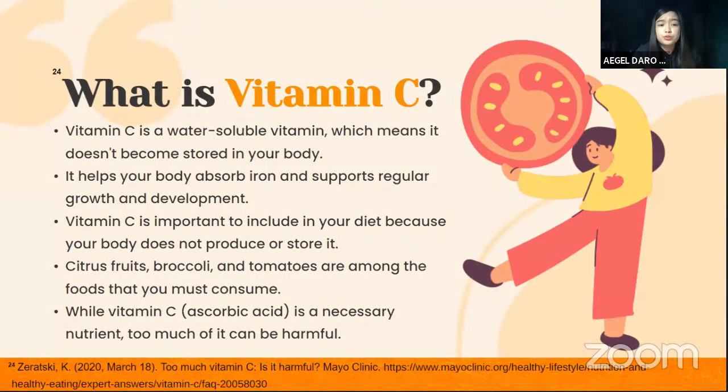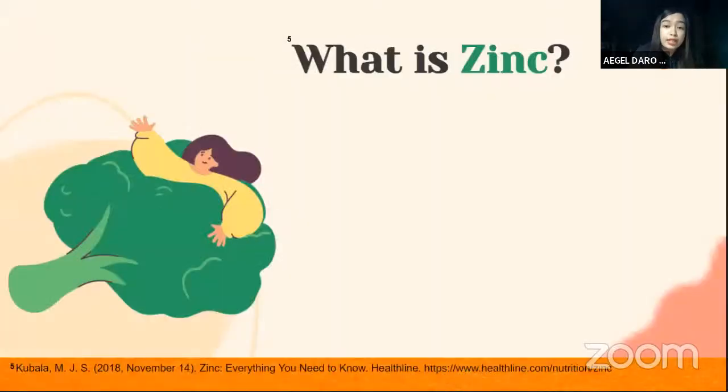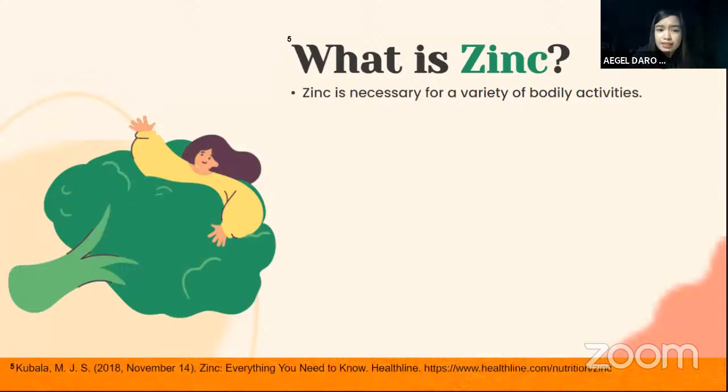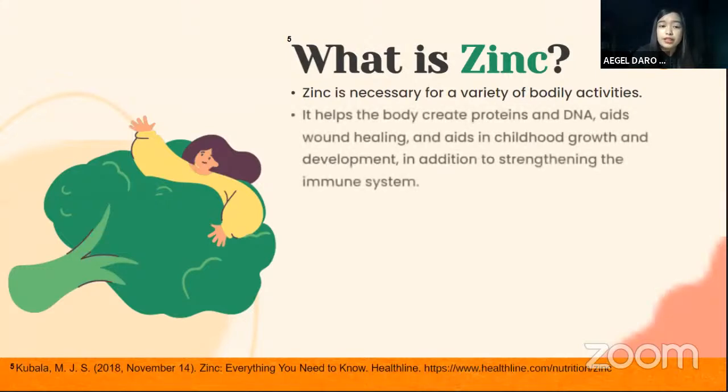Now let's go over to another vital component of boosting our immune system, which is zinc. Zinc is necessary for a variety of bodily activities. It is a vital mineral that our body uses in countless ways. In fact, zinc is the second most abundant trace mineral in our body after iron and is present in every cell. It helps the body create proteins and DNA, aids wound healing, and aids in childhood growth and development, in addition to strengthening the immune system.